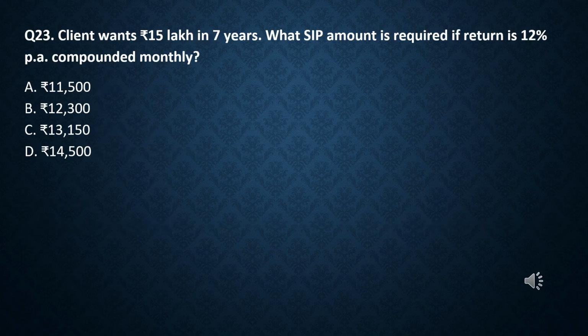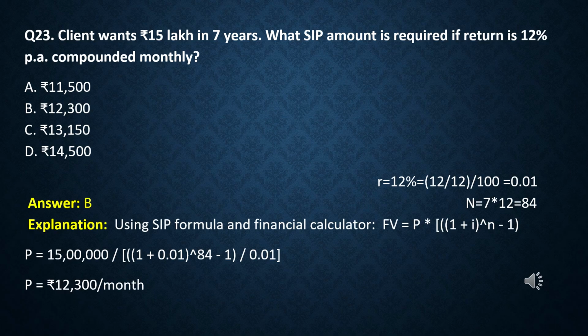Next question. Client wants 15 lakh in 7 years. What SIP amount is required if return is 12% per annum compounded monthly? Correct answer is option B, 12,300.